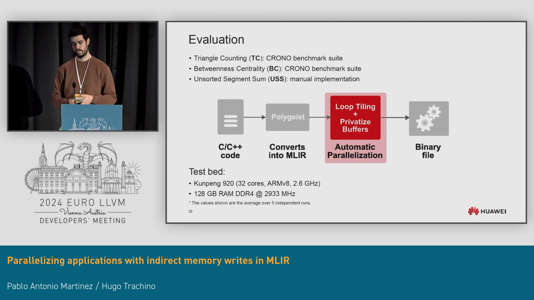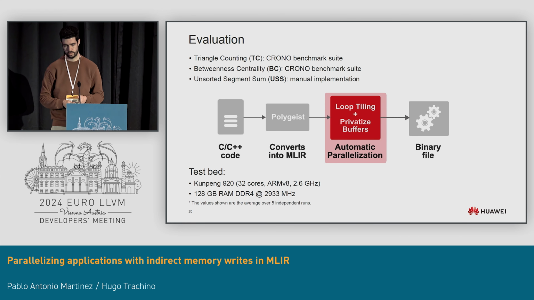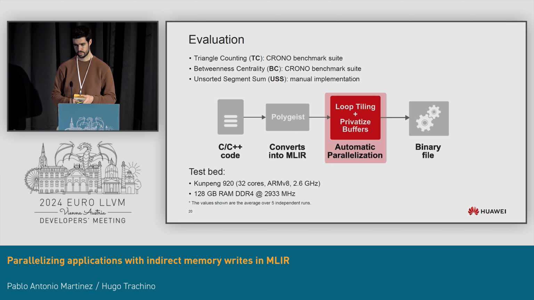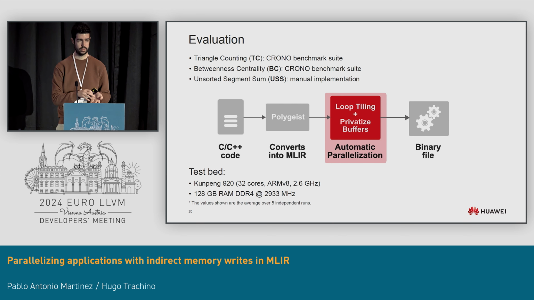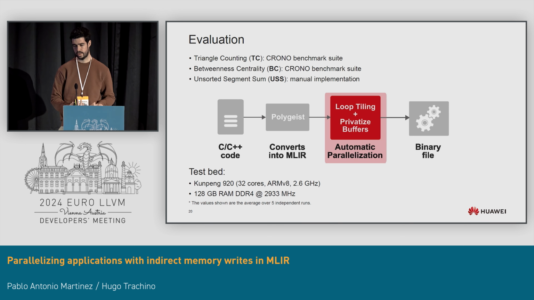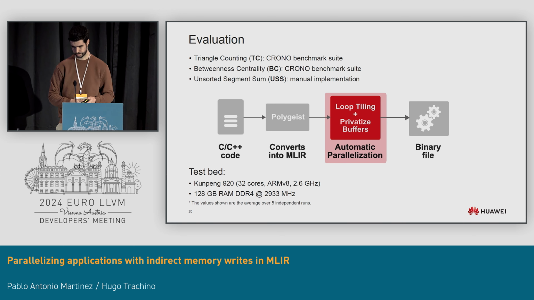So for the evaluation, we have evaluated 3 different applications: triangle counting, betweenness centrality, and unsorted segment sum. So the approach is to have the C++ code, convert this into MLIR using Polygeist. Then we apply our loop tiling and privatized buffer approach, and we run the program. And we have used the Kunpeng 920 with 32 cores.